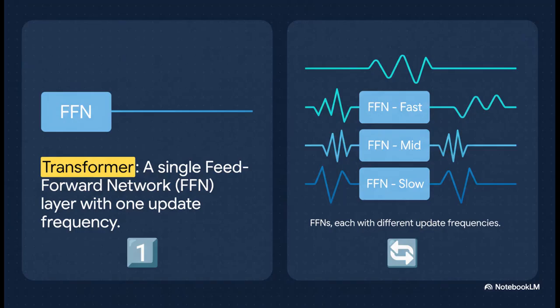So really, the key architectural takeaway is this. We're moving from a single FFN layer with just one update frequency to a continuum memory system of FFNs, where each one has its own separate update frequency. And this is what allows the model to process information at different timescales, just like a biological system.